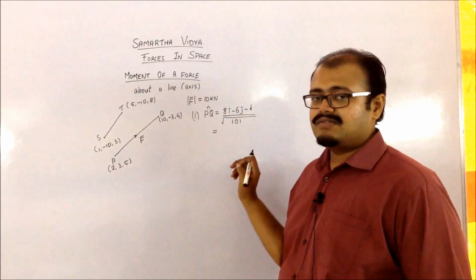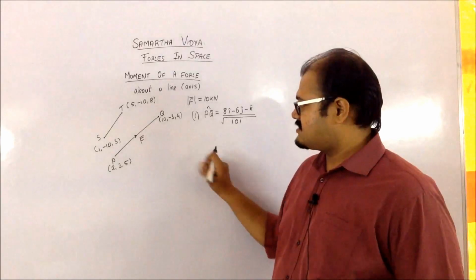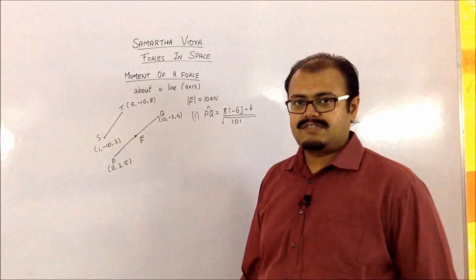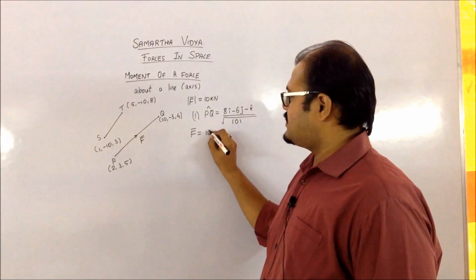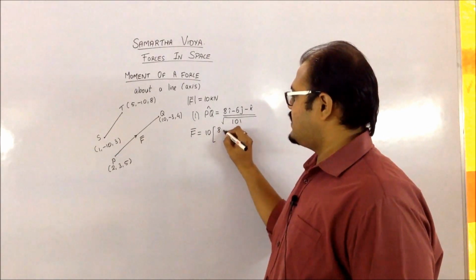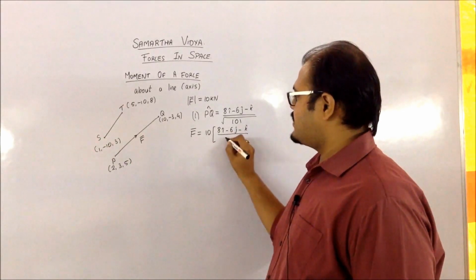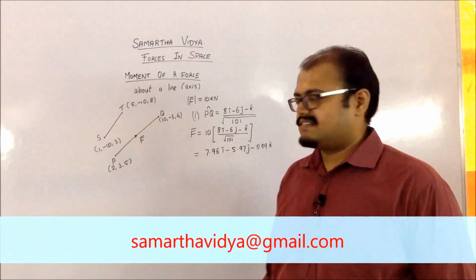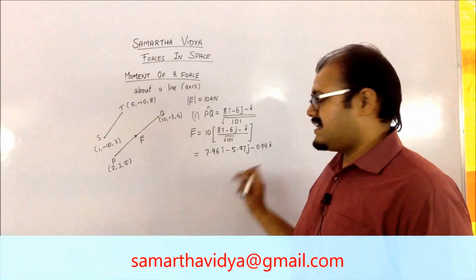Minus 6 divided by root 101 and minus 1 divided by root 101. After this, you need to multiply with the magnitude of F to get your F bar. So your F bar is 10 kilonewtons into this particular value, which is 8i minus 6j minus k divided by root of 101. So you'll be getting your F bar as 7.96 i cap minus 5.97 j cap and minus 0.99 k cap.